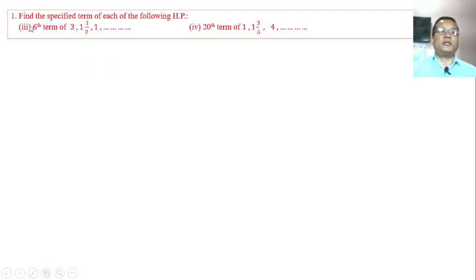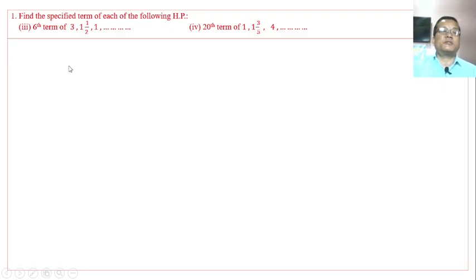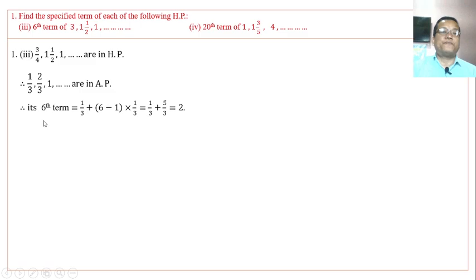Question number 3. Find the specified term of each of the following HPs. The sixth term of this: we take the corresponding AP, then A6. The sixth term is the first term 1 by 3 plus 6 minus 1 times the common difference, which is 2 by 3 minus 1 by 3, that is 1 by 3. Let us simplify, we get 2. Therefore the required sixth term of the given HP is the reciprocal of 2, that is 1 by 2.